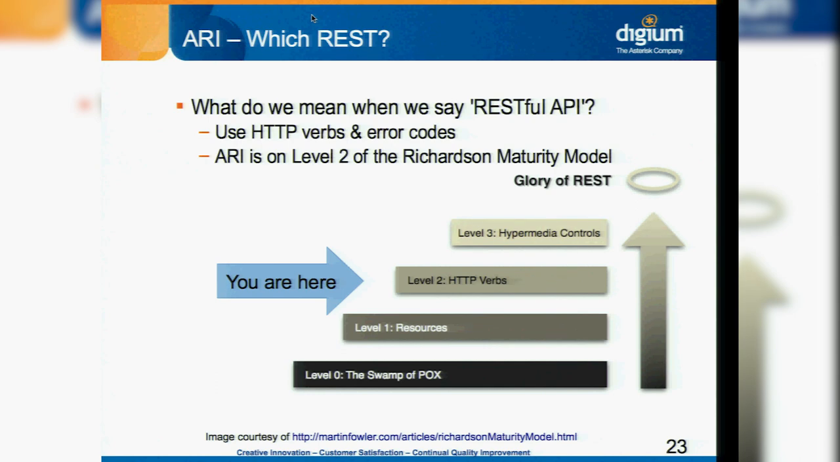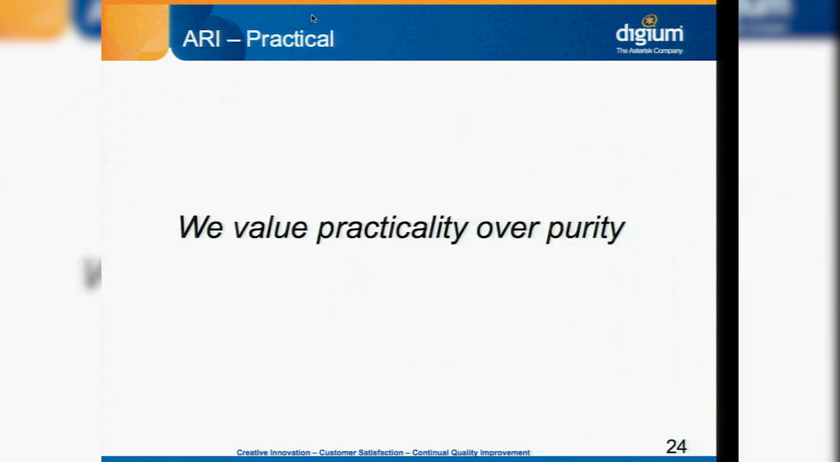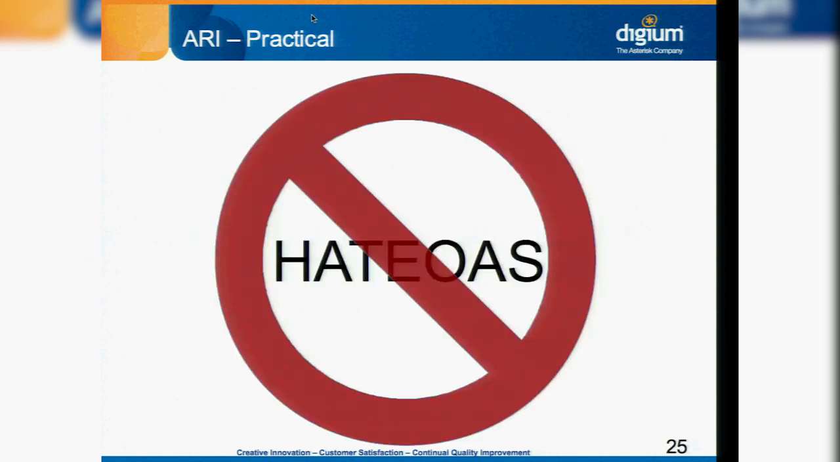ARI is firmly in level two. We have HTTP resources that are well-defined. We use the HTTP verbs to control those resources. We do not go to level three of hypermedia controls, which goes into this practice of we valued practicality over purity. We looked at actually doing HATEOAS, if you're familiar with that.